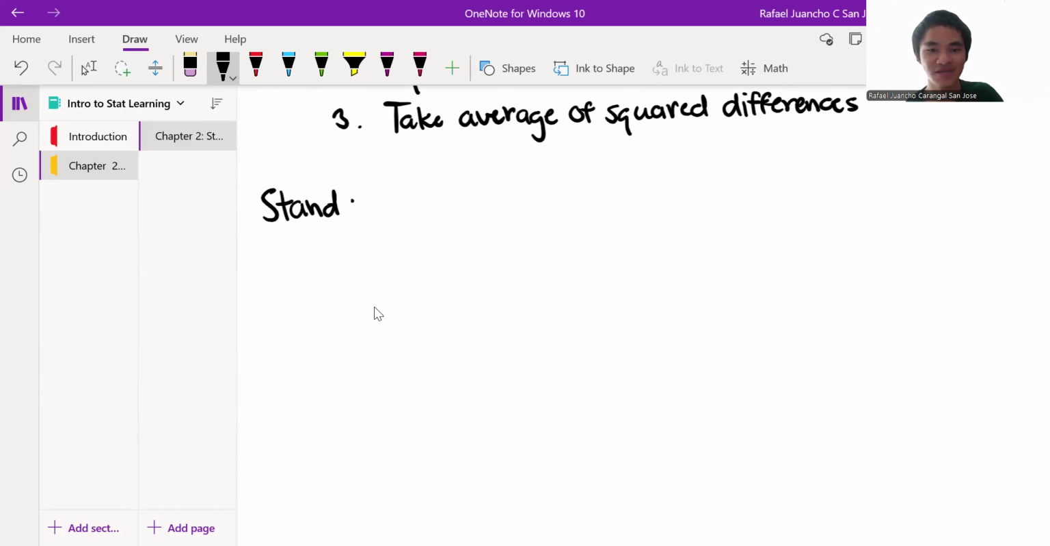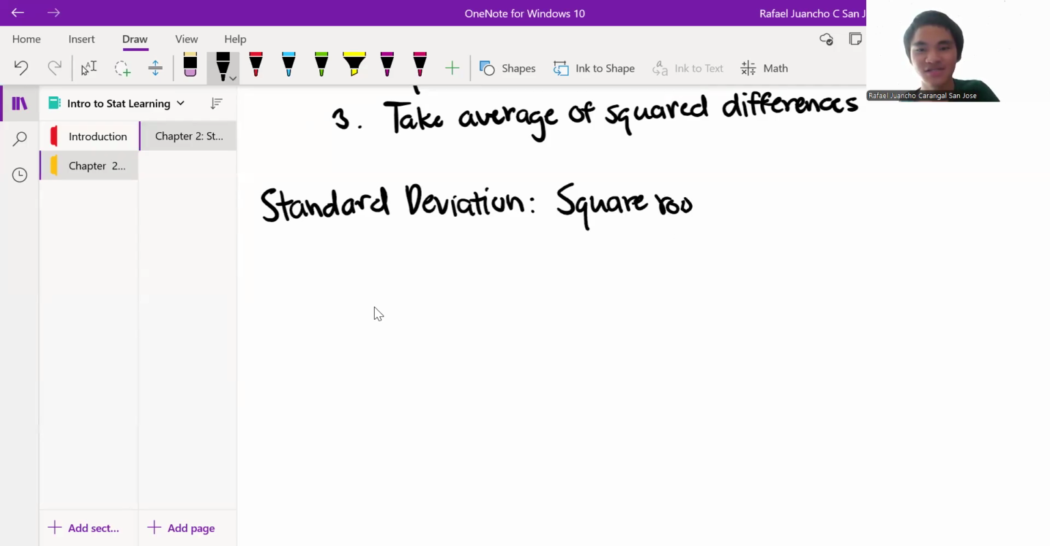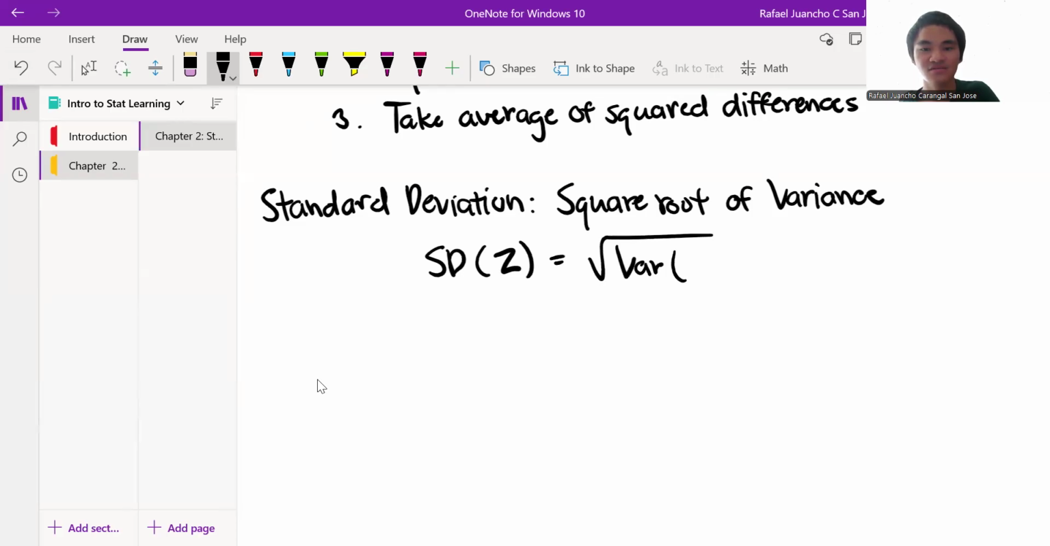I did remember this in my high school stats class. It's basically the square root of variance. We get the variance, we take the square root of it. Now, what does it mean? In mathematical terms, the standard deviation of that variable is just the square root of the variance of that variable, right? It's really as simple as that.